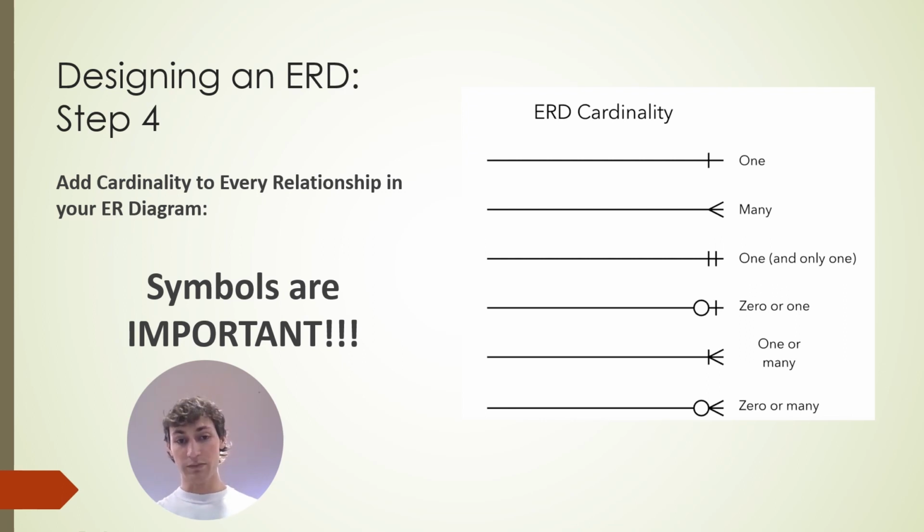And I bolded it here. Some symbols are very important. If you mark something wrong, then your relationship is just completely destroyed. It doesn't make any sense to put many where something might be one-to-one, and that can really mess up your system in the long run and lead you down the road of many mistakes.